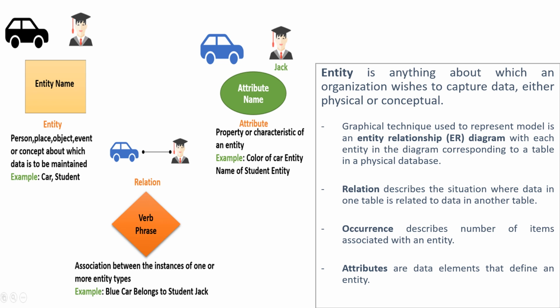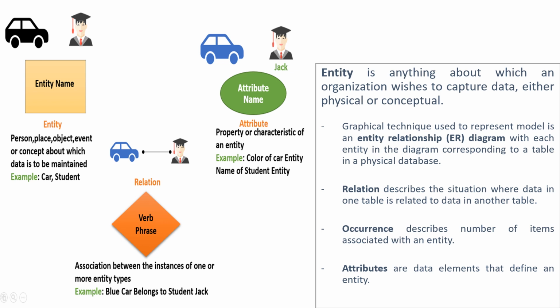And the verb phrase describes the relationship between these two entities, the association between the instances of one or more entity tables. The example here is the blue car belongs to the student Jack. What I would like to explain is just the concept of the entity relationship, which we discussed in short last week, but here it's the details and basic discussion.